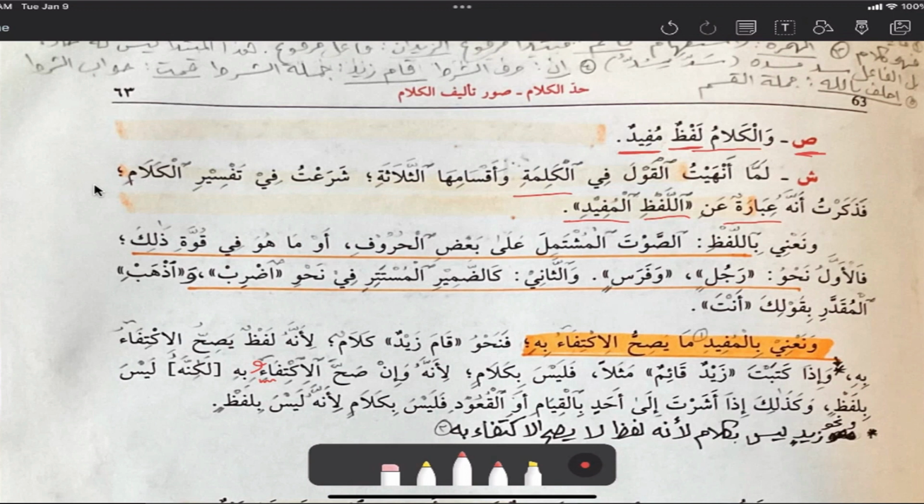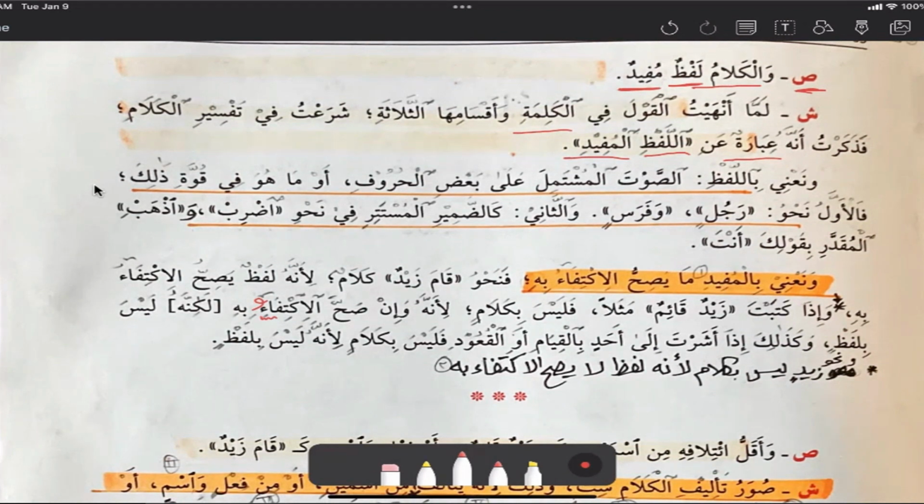And likewise, if you signaled or gestured to someone to stand or to sit, that's not speech, because it's not an utterance.